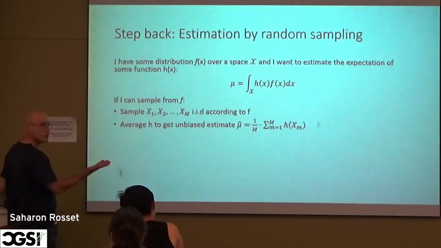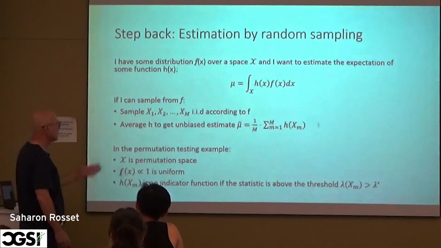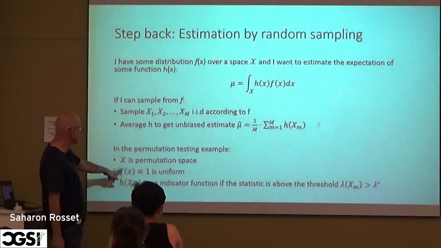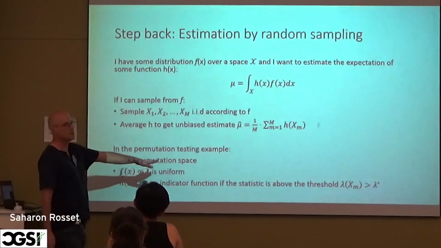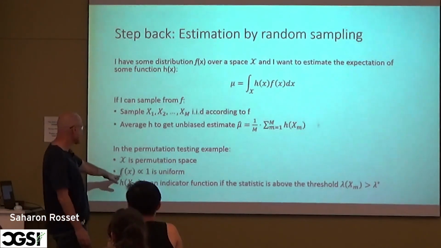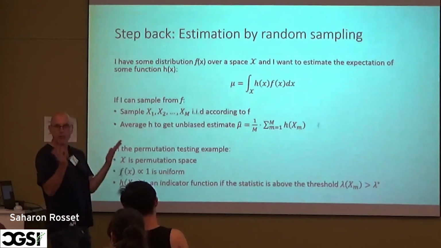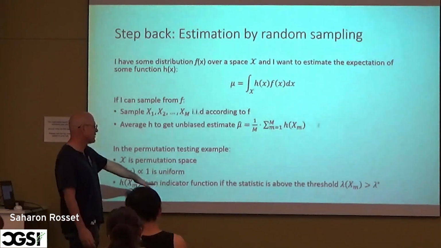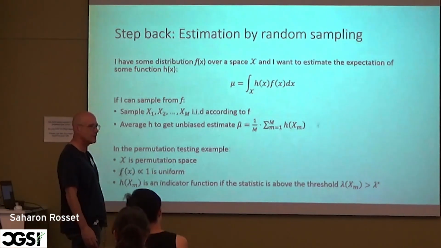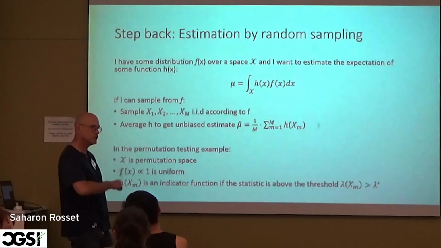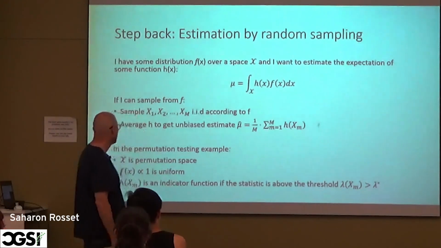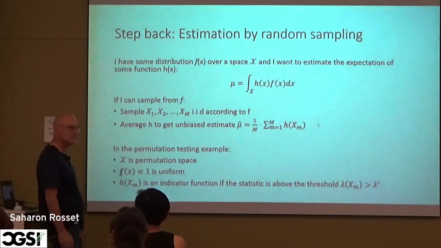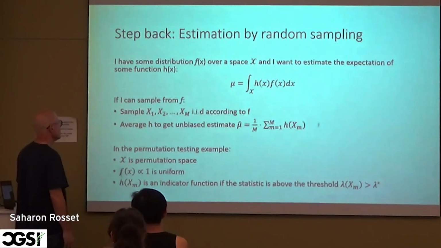And this is actually exactly what we do when we do a permutation test, right? When we estimate a permutation p-value based on sampling. So when we do permutation testing, this calligraphic X is the space of all possible permutations. F is just uniform, because I give all permutations equal probability, all permutations are equally likely. And H is very simple, just an indicator function of whether the test statistic is bigger than my threshold or smaller than my threshold. So this general algorithm is also embodied in estimating permutation p-values from sampling.